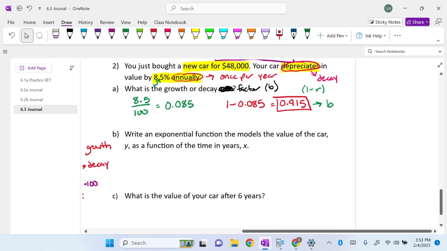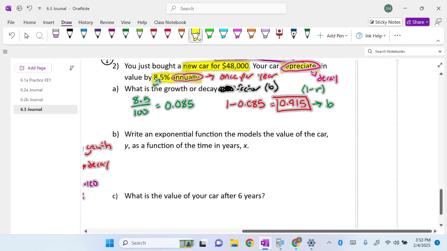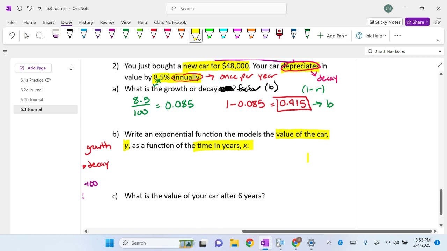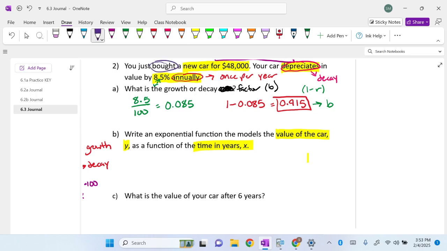Now we can write the exponential function that models the value of the car, y, as a function of time in years, x. So we first need to figure out our A value, so where we started. Well, it's basically what we bought the car for, which is $48,000. So our A value is equal to 48,000. So I would get y is equal to 48,000. We then need our B value, which we found to be 0.915. And we're going to raise it to the x power. And so this would be our function.